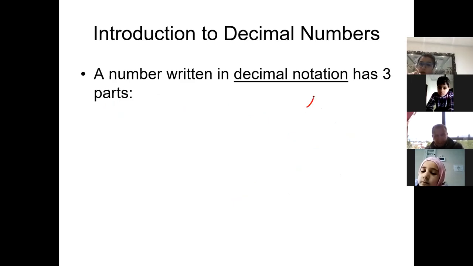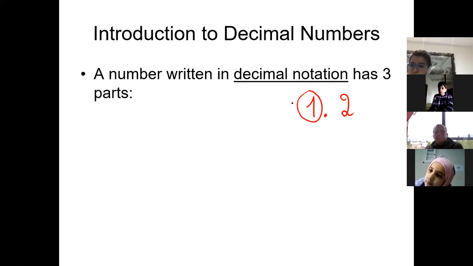Decimal numbers, for example, 1.2. If you look at this decimal number, it is composed of 3 parts. The number that's written here, 1, I will call it the whole part. When I finish, I will tell you what I mean by each part. So 1, we call it the whole part. The number that's written to the left side of the point, we call it whole.